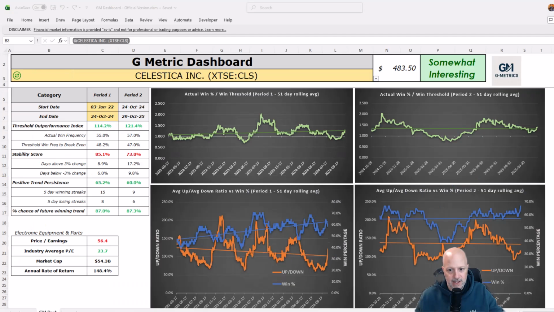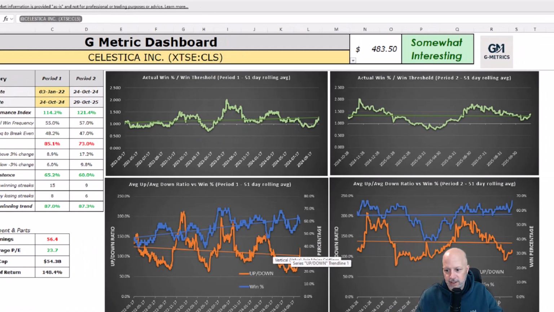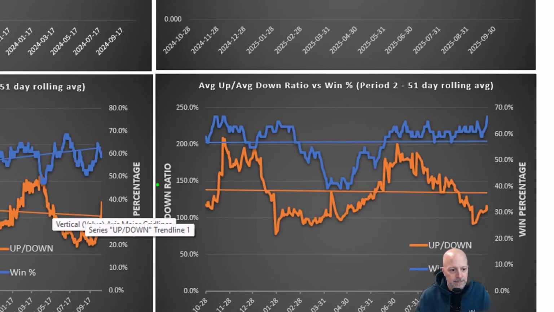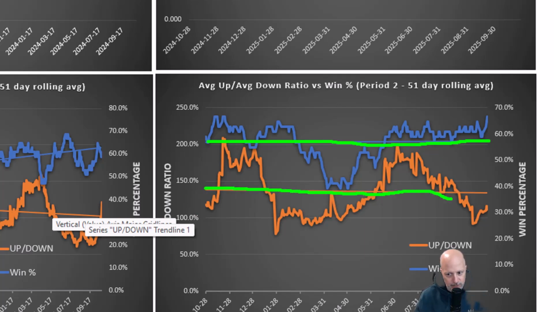So if we escape out of here, and then we're going to zoom in. There we go. We can see how it's behaving over period 2. It's kind of a flat winning percentage, hovering around 59%. When you look at the overall trend, of course there's ups and downs, but it's a pretty flat line. And also, that's funny, it's a pretty flat line with the average up over average down. The trend line's at about 145% or 142%, whatever it might be there. Pretty interesting, pretty consistent, I guess.